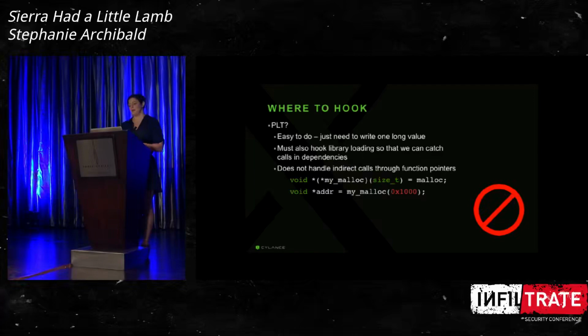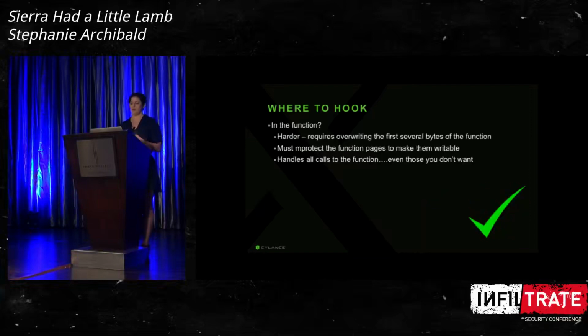Another drawback it had is that it just didn't handle indirect calls. So for this example, if I assign my malloc the address of malloc and then I call that, it wouldn't be hooked, because it's not going through the PLT. That's just direct addressing. So the other option is hooking in the function, yeah?